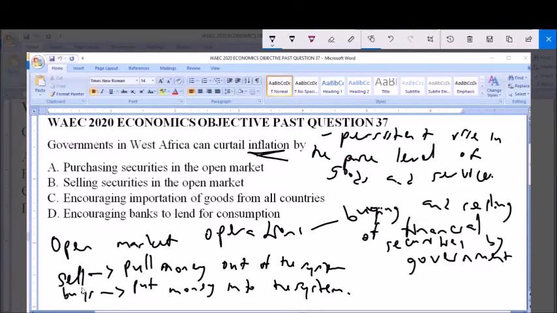So buying occurs when there is deflation and the government wants to tackle it. But selling occurs when there is inflation, and like we said, the government wants to decrease the money available for consumers to spend, so they want to pull money out of the system. So they sell securities in order to curtail inflation. So option B, selling securities in the open market, is the correct answer to this question.